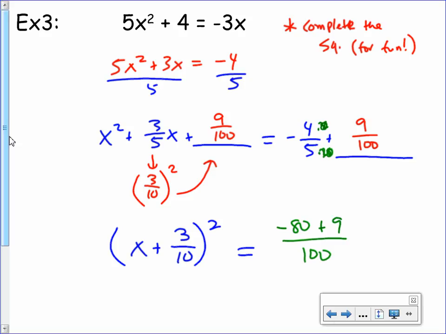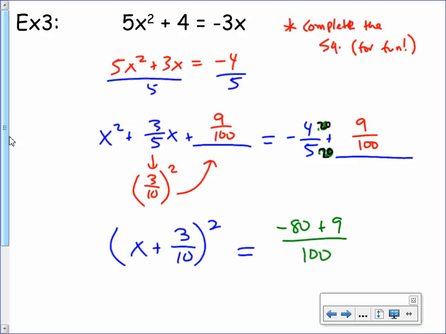And then we set up the complete the square part. So take the middle number, divide by 2. So 3/5 divided by 2 is 3 over 10. Square it, and that's the number that you add to both sides. And then the only other thing we did was get a common denominator. So multiply the top and bottom of 4/5 by 20, so you have a common denominator of 100.